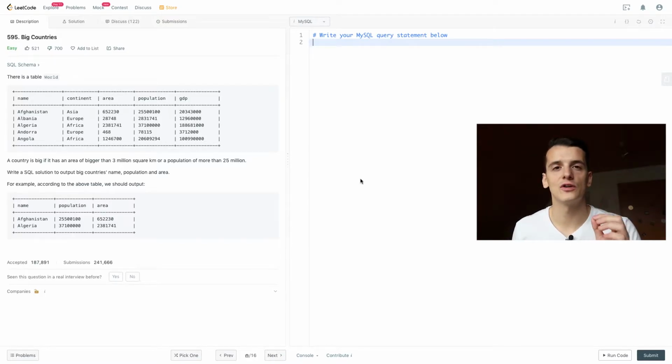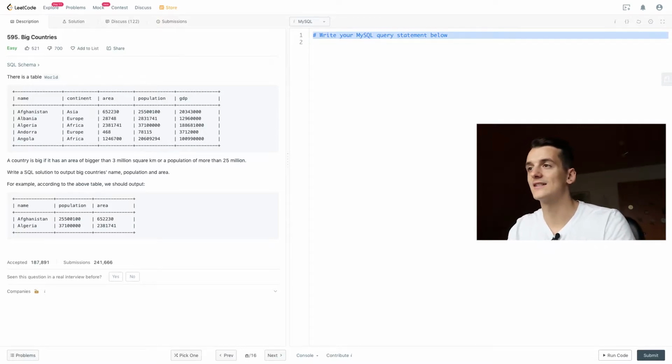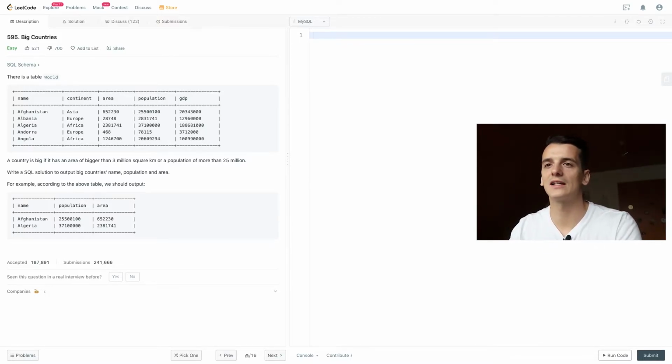Write a SQL solution to output big countries' name, population, and area. So these three fields. For example, according to the above table, we should output Afghanistan and Algeria. So let's get into writing some code. It's a pretty easy question. That's why I like it, because easy questions should really be easy.